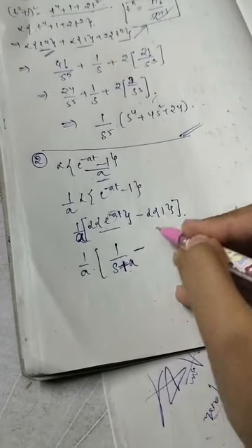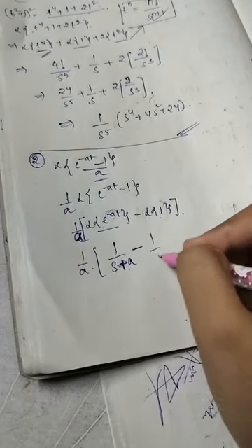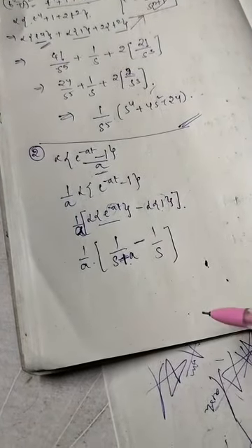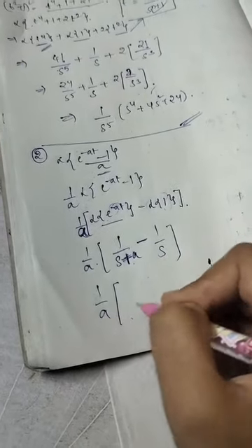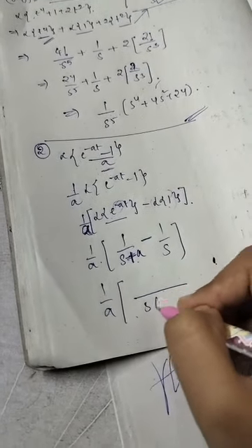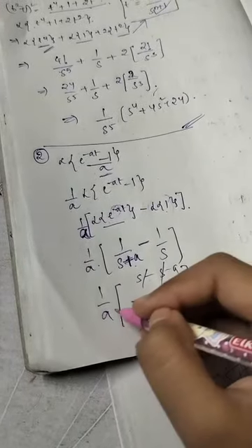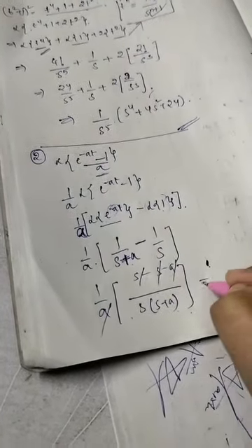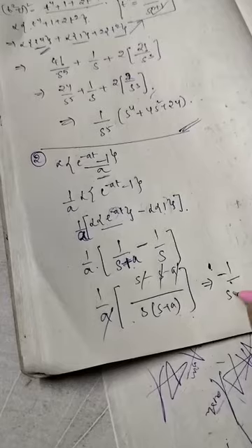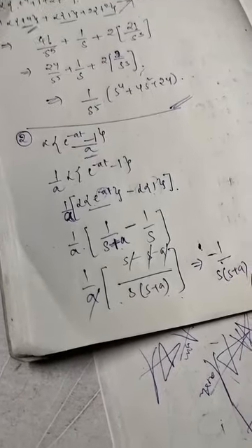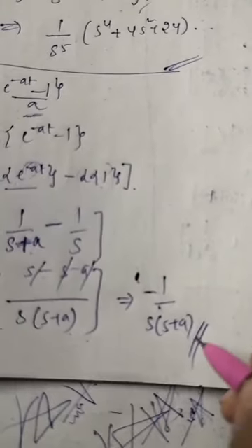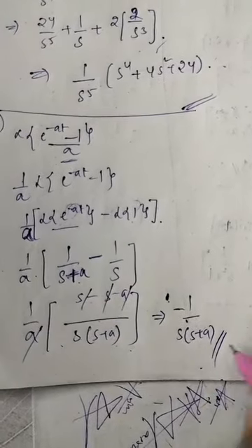Minus. What is the Laplace transform of 1? It is 1 by s. Then we can substitute it further. S of s plus a, s minus s gets cancelled and a also gets cancelled. What will be there? 1 minus s of s plus a. This is the answer. So you can see this.